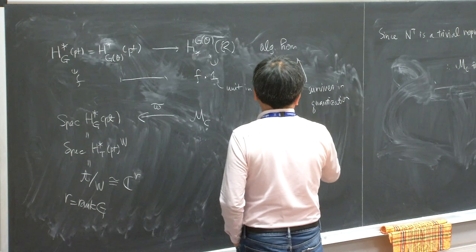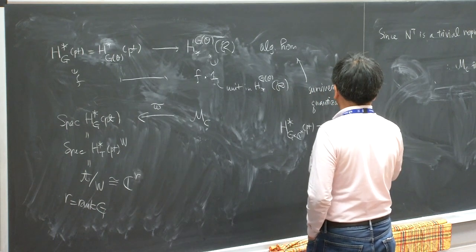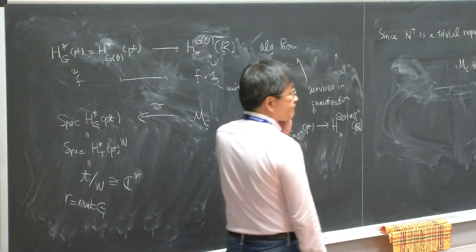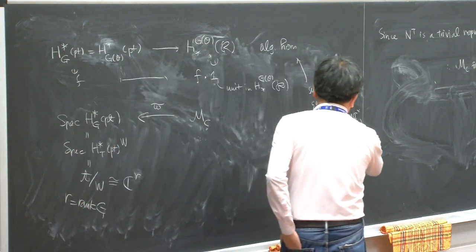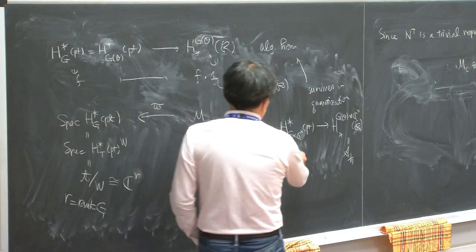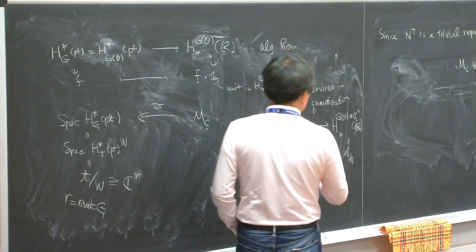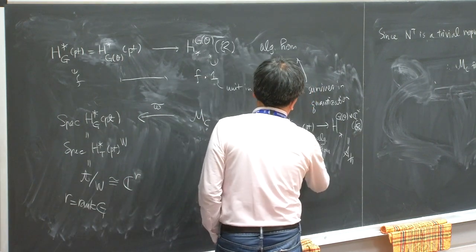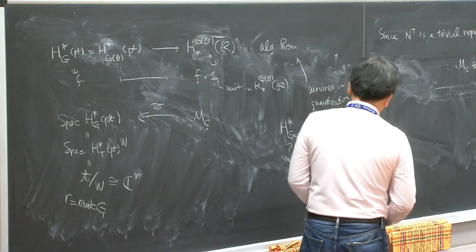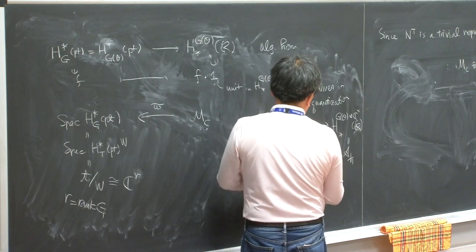Namely, H star of G cross C star on a point is sent to H star. And this is the quantized Coulomb branch. And this is commutative. This is an algebra homomorphism. So maybe I didn't mention, I think I explained in the example, this is a non-commutative algebra, and this is commutative. In fact, this is injective, and this is a commutative subalgebra.